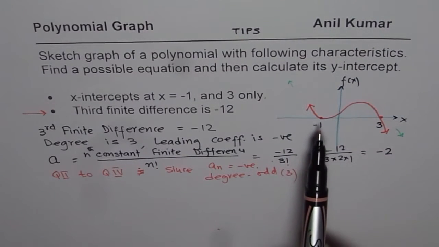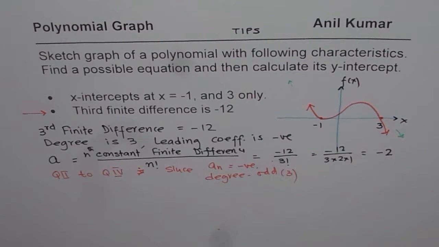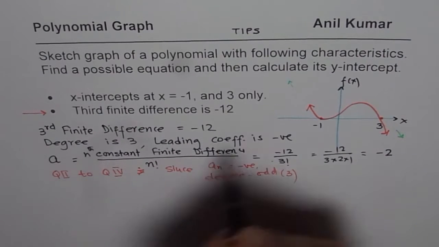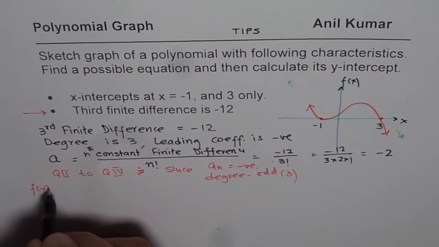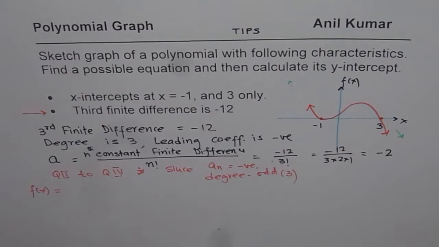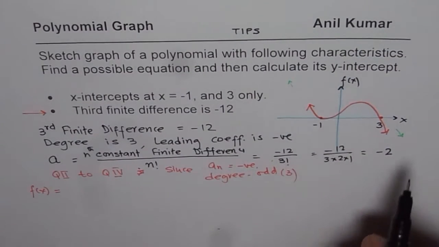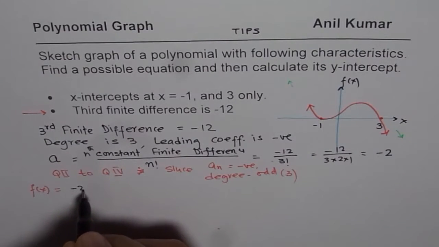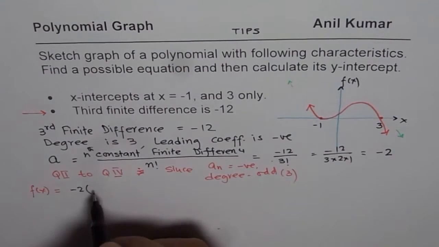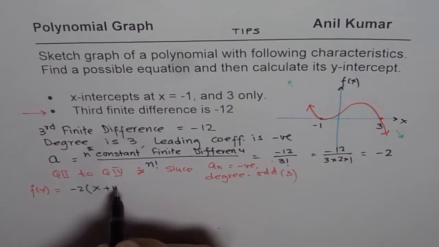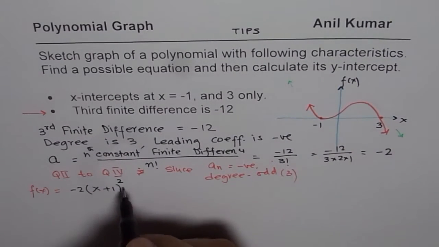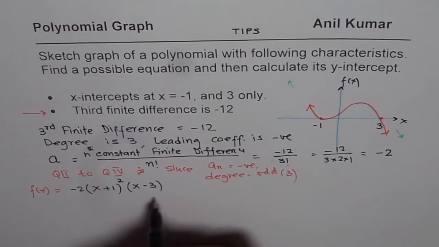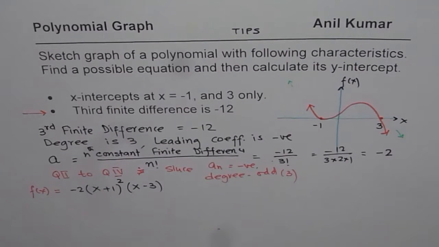So let me make an equation for this particular graph first. Let's call this function f of x. So f of x is the function, and let me write down the equation for this. I'm keeping the leading coefficient -2. Now we have the zero at -1, so x plus 1. Since it reflects, we'll keep it order 2. The other one is at 3, so x minus 3. So that becomes the equation of this particular graph, correct?